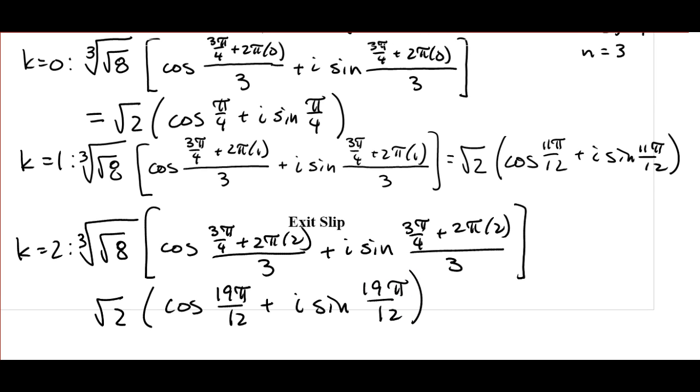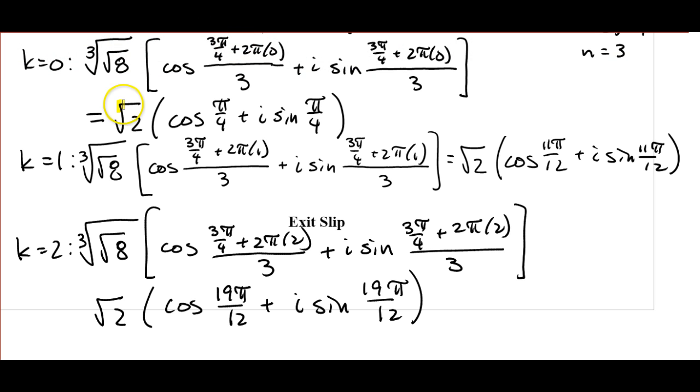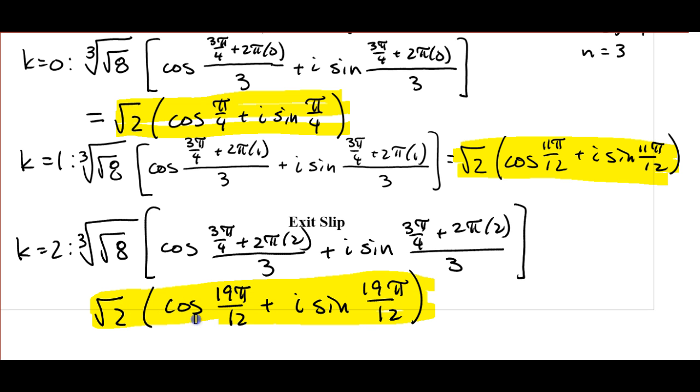So here's our three roots. We've got the first one here, and the second one is over here, and the third one is down here. So if you can see the pattern, you don't necessarily have to do all the work. You may want to do a couple just to check.